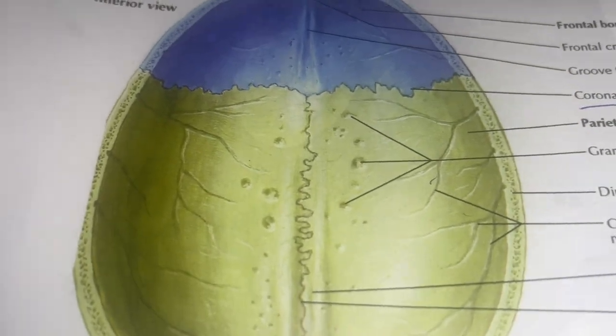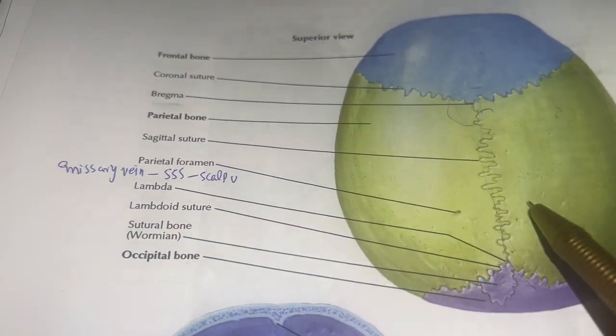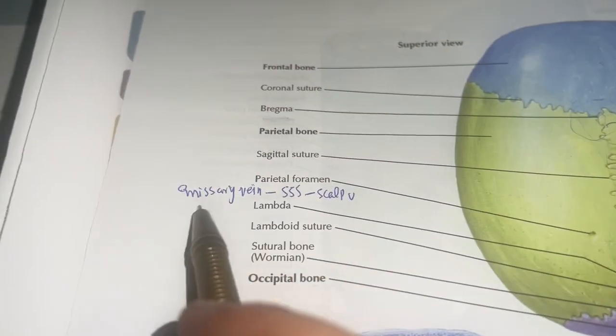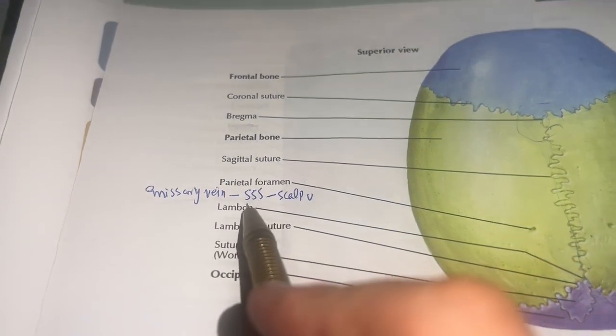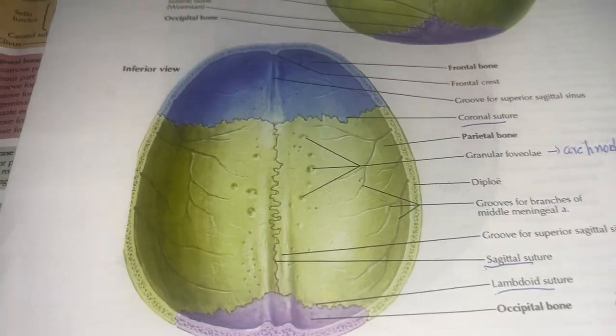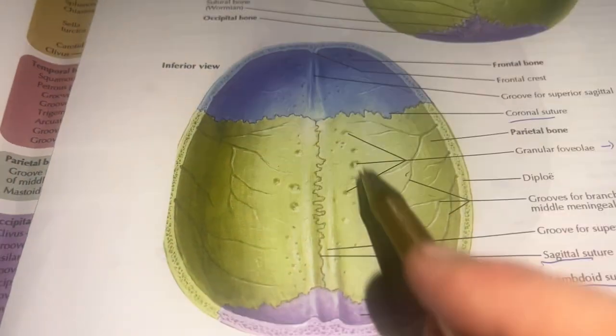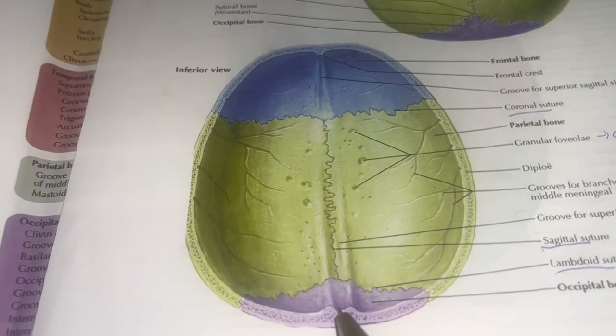In the internal view, there is a foramen in the parietal bone. This is called the parietal foramen, and it transmits emissary veins between the superior sagittal sinus and the scalp veins. Now this is the Norma Verticalis internal view. This is the frontal bone, two parietal bones, and the posterior-most is the occipital bone.